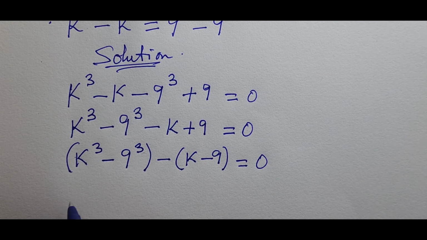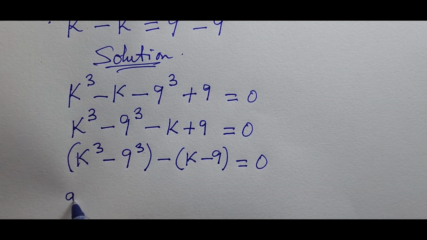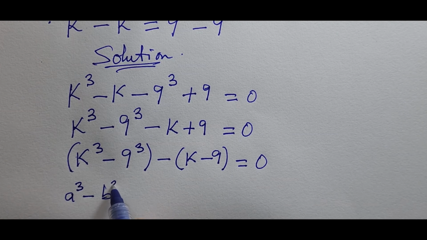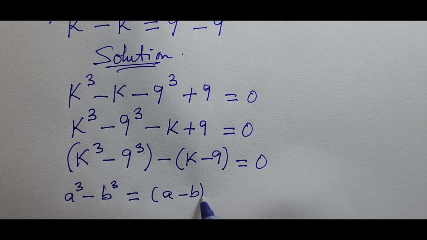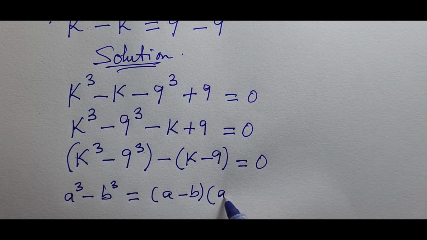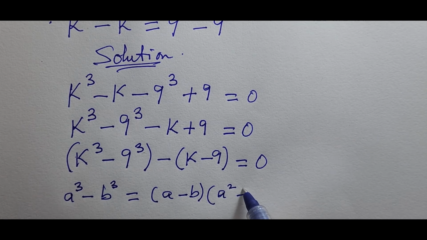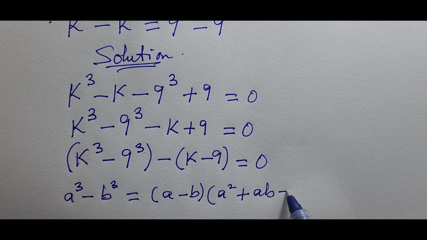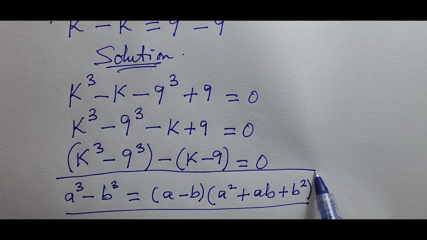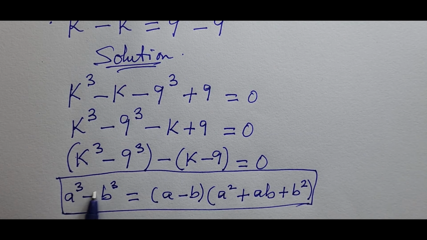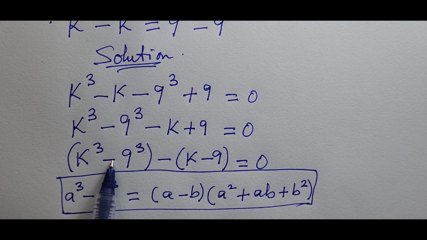We know that if you have a to the power of 3 minus b to the power of 3, this is equal to bracket a minus b close bracket, a to the power of 2 plus ab plus b to the power of 2. This is your difference of 2 cubes. We have this expression in this equation also, so we want to rewrite this in this format.